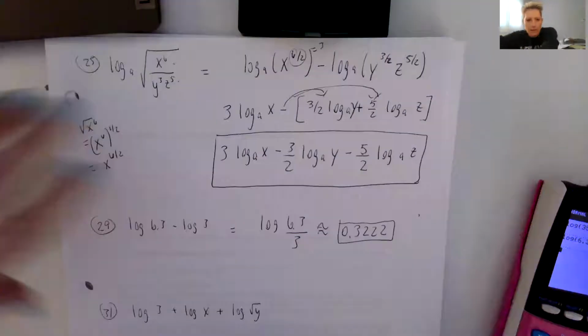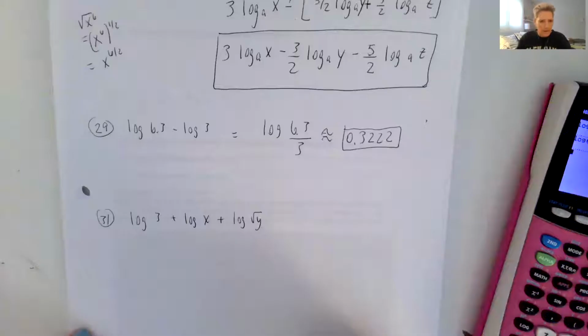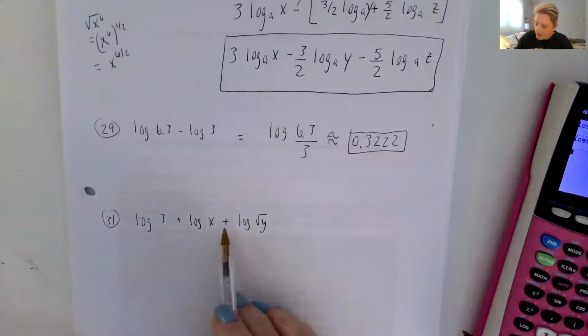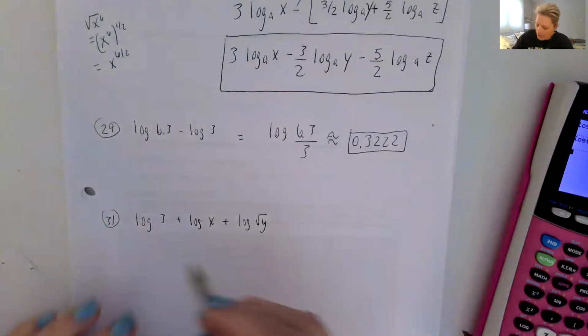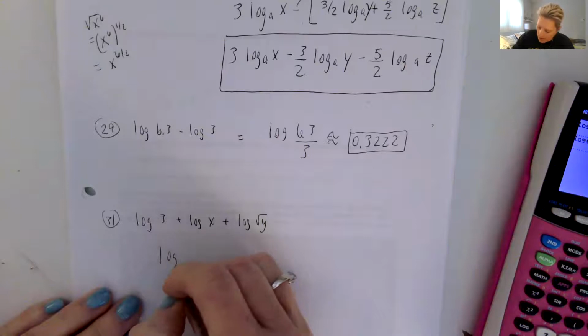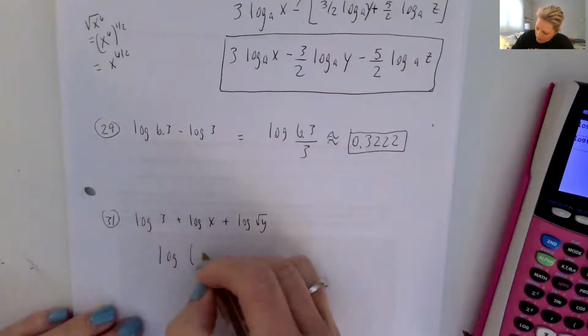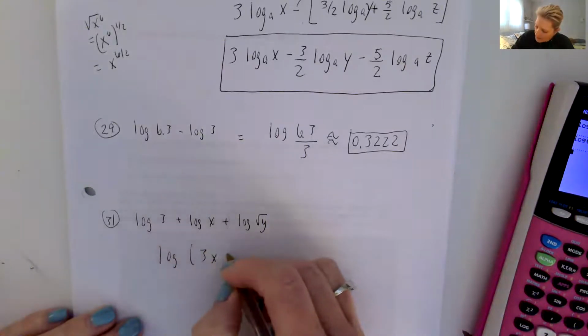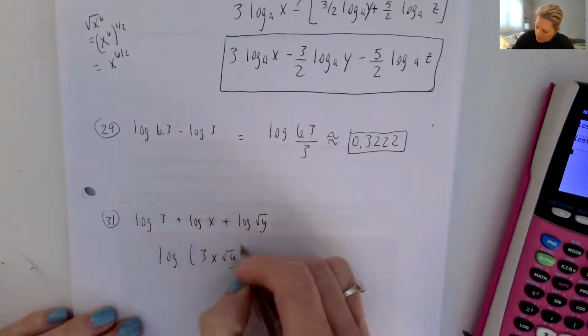So let's look at 31. We have a plus and a plus, so that's really going to be the product of them all together. So it's 1 log of 3 times x times the square root of y.